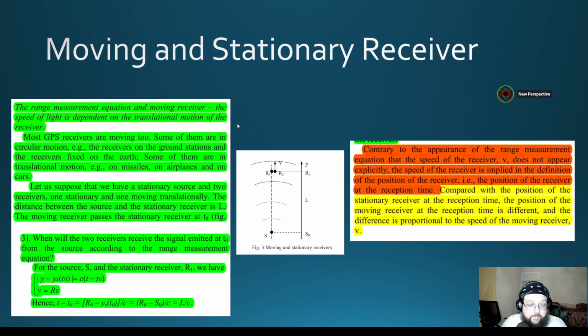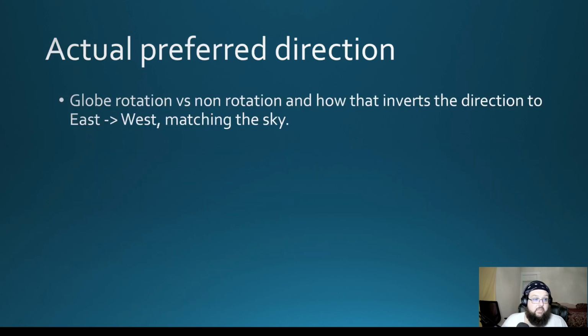Go back to that real quick and reiterate. Yeah, so this really reiterates that when you're at rest in this coordinate system, you're truly at rest with respect to whatever is causing the electromagnetic propagation to have a preferred direction. Otherwise, there would be no difference in the receiving of the signal. The actual preferred direction, and that's just what I explained earlier about the east to west.